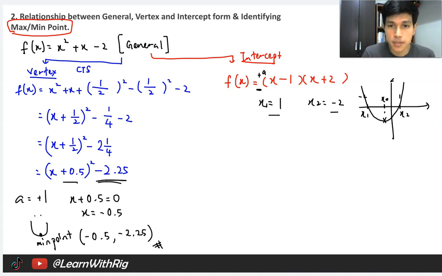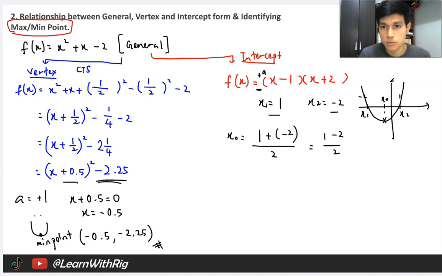So to find the middle, you're going to take 1 plus negative 2 over 2. That's how you find the midpoint. You take the two x values, add them up, divide by 2. So in this case, you're going to get 1 minus 2 over 2, so negative 1 over 2. So this x value is negative 0.5, because this is the same meaning as negative 0.5. So I'm writing negative 0.5.